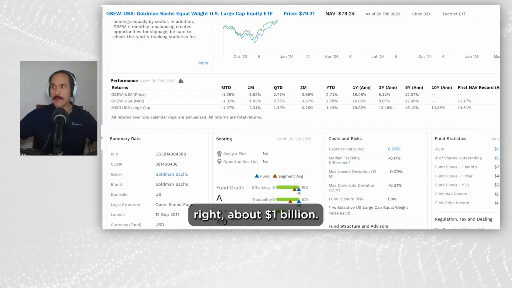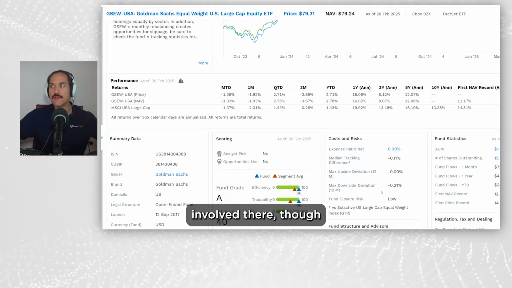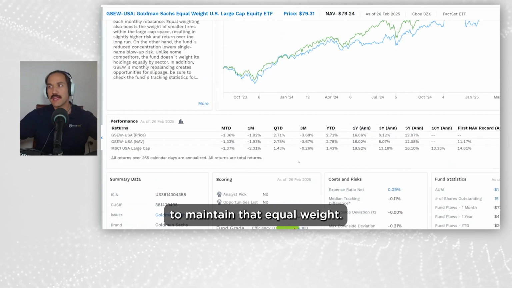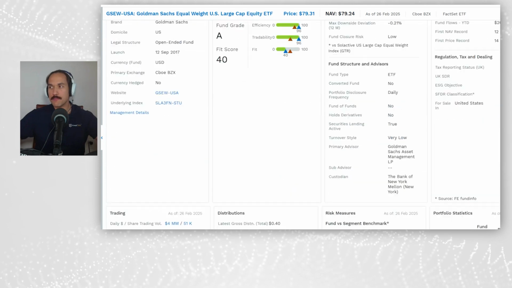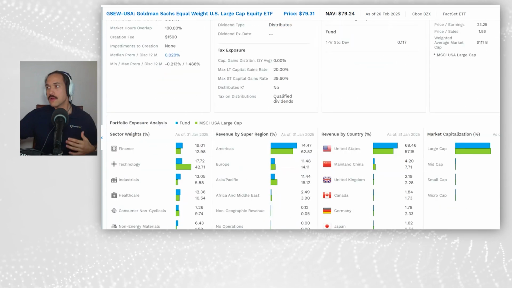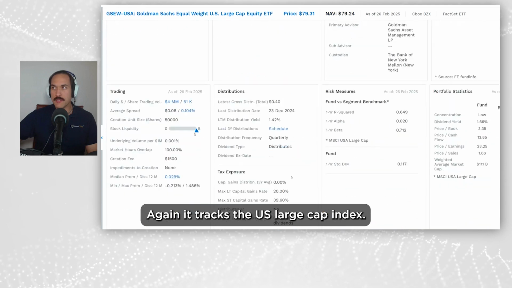It's a pretty large fund, right? About $1 billion, but because it's equal weighting, there's not much management involved, though they do have to rebalance to maintain that equal weight. And so they charge about a 9 basis point fee, so relatively cheap. Now, it's only large caps. Again, it tracks the US large cap index.